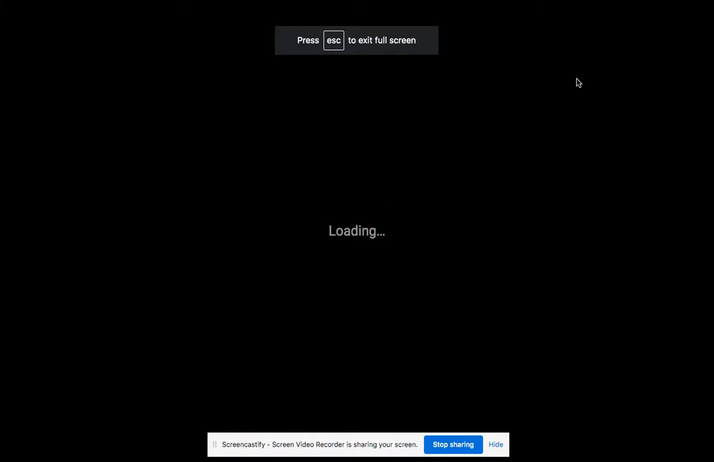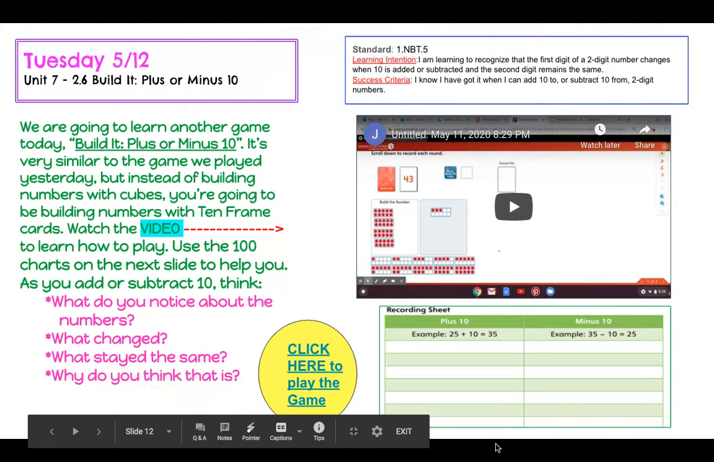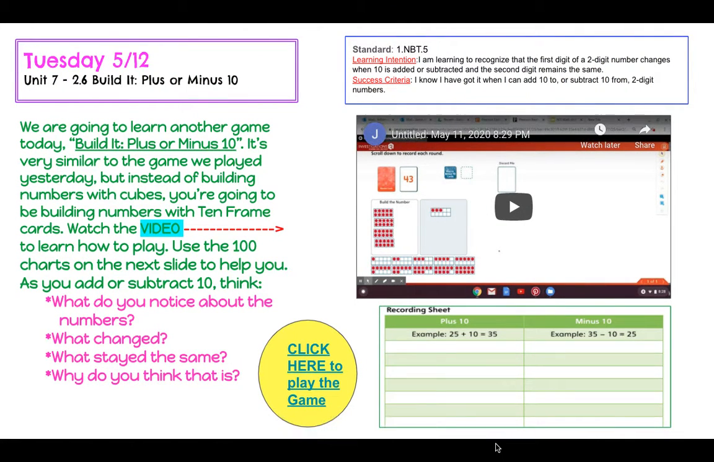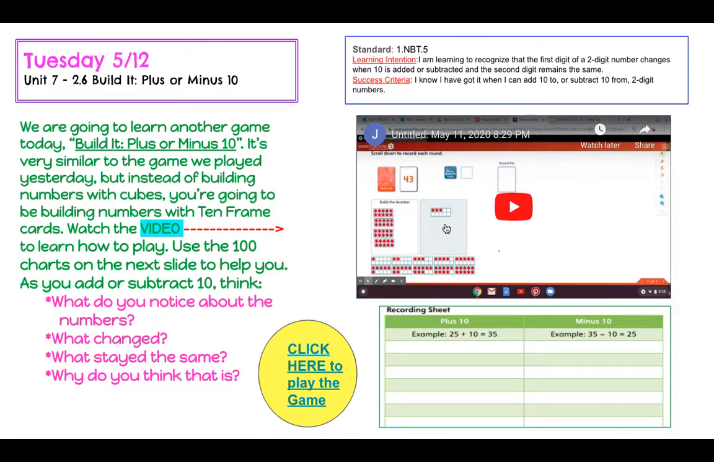We have been working with adding and subtracting tens, and in first grade, we want you to be able to do that quickly. So you are learning with lots of different games, and you might start thinking, oh, we've already done this. But look, it's just a little bit different. This time, you're going to be building the number with your tens frame cards.